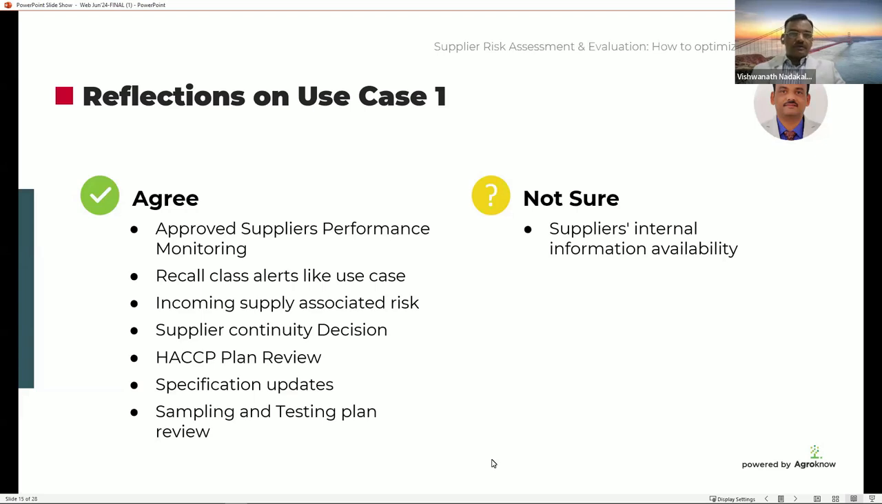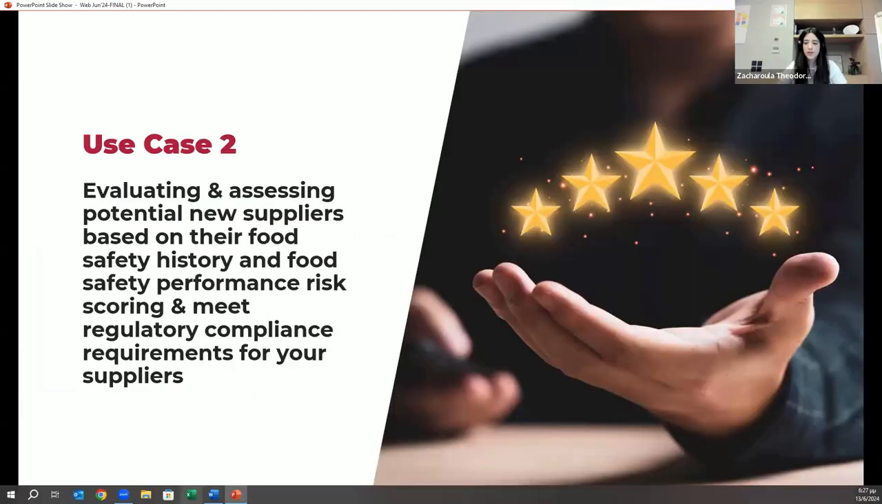Thank you, Vish. As always, your perspective on everything is very interesting, and that's very useful. Now, please allow me to move on to the second use case of today, which is about the evaluation and assessment of new suppliers using evidence from food safety history performance, risk scoring, and compliance with regulatory requirements.